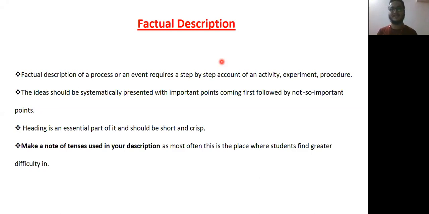So one more comparison I'll give you. Article, report, I talked to you. What is the basic similarity? Can you tell me what is the basic similarity? Article, what I have explained till now, factual description. What is the basic similarity? Sir, will this come in the half yearly exam? Yes, half yearly and final, both for 11 and 12, everyone.